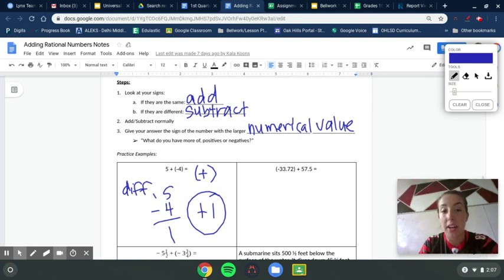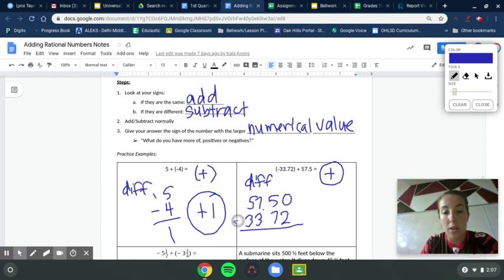Okay, now I'm going to move on to this decimal. First thing I'm going to figure out is if it's going to be a positive or a negative value. I look to see which one's bigger. My positive number is bigger, so my answer has to be positive. Now I check the signs. Do they have the same sign or different signs? They have different signs. Since they have different signs, that means that I'm going to subtract. So I'm going to take 57.5 minus 33.72, and I'm going to subtract those values, just like you would normally subtract. So when I subtract those values, I have to borrow.